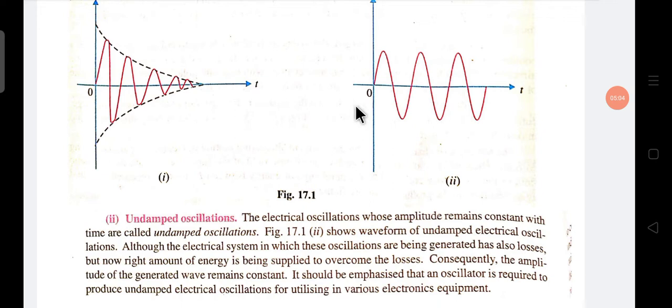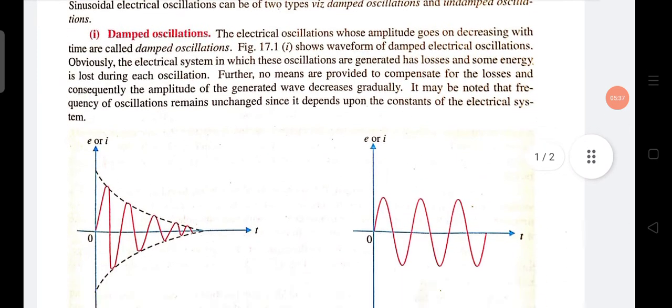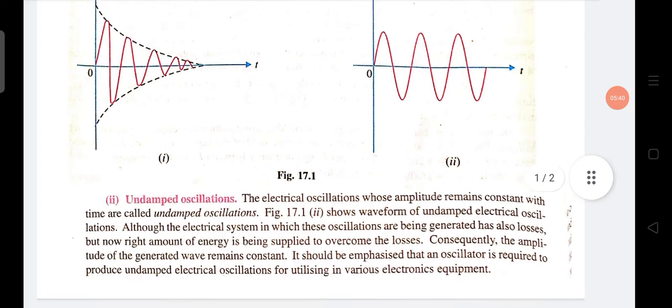If some loss of energy is there in this system, then to compensate for that loss, one feedback circuit or compensator circuit is provided in the system. That compensator or feedback circuit feeds back to the input again, and those losses are avoided. So here are the two types of sinusoidal oscillation.